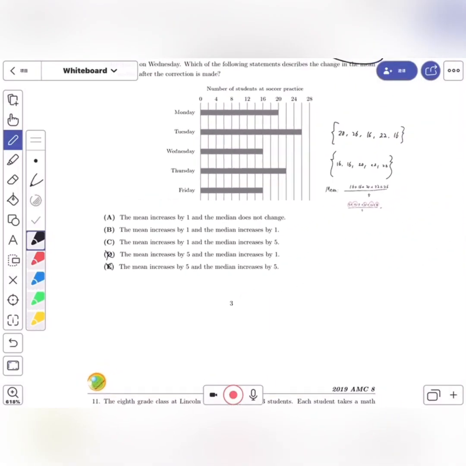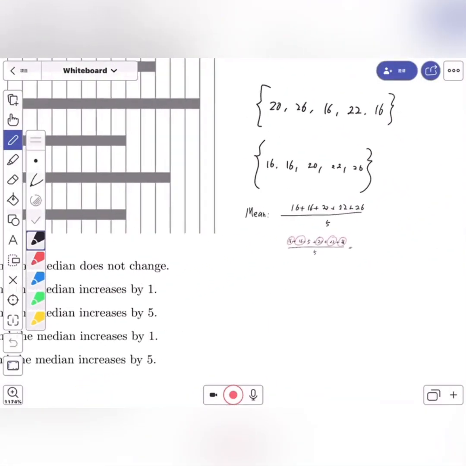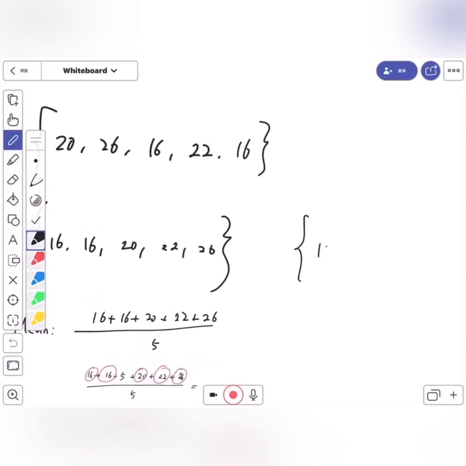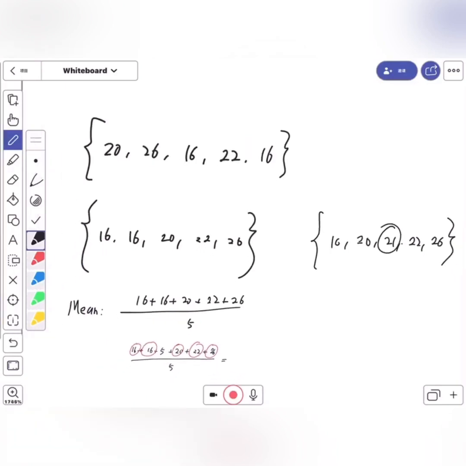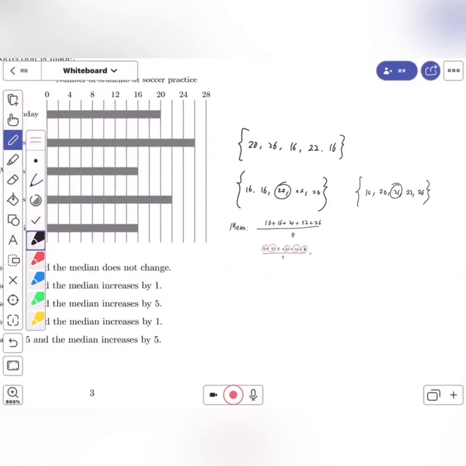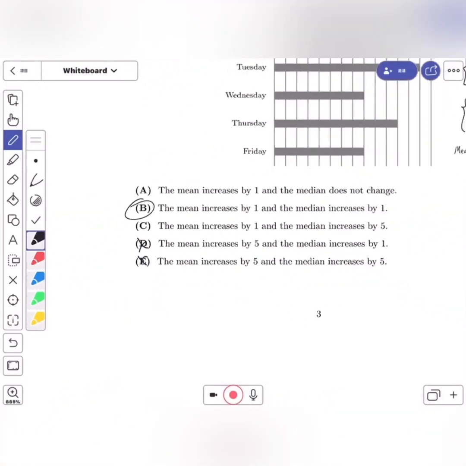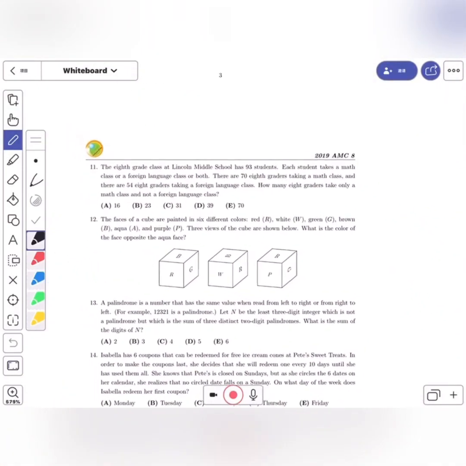work. Now let's look at the median. So the new median, we're gonna have 16, 20, 21, 22, and 26. So our median is 21 now instead of 20. So basically our median also increases by 1, which is choice B. Now go on to number 11.